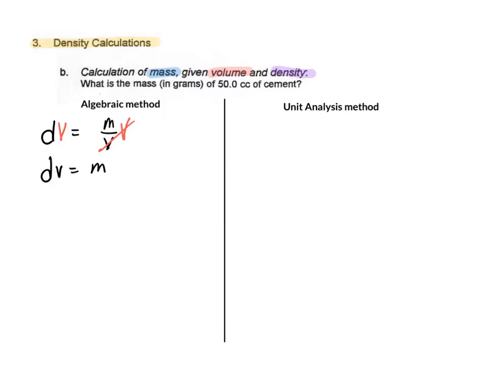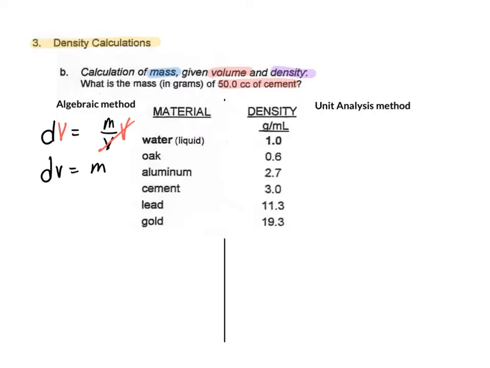So we can now solve for that by plugging in the numbers. Let's look at the numbers that we have. We have 50 cc's of cement. Is that density or volume? That's right, it's a volume. And so now we're going to look for the density. We'll notice that it's not given. In this case, it should be found in a table. Normally you'll find it in a table or it'll be given in the question. So let me show you where it is on the table. And from this chart, we can see that the density of cement is 3 grams per milliliter.